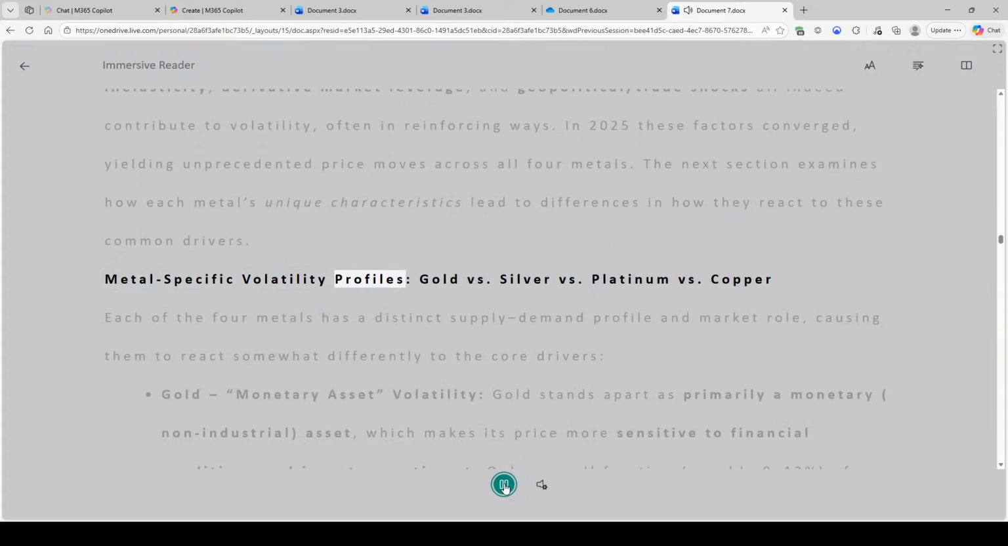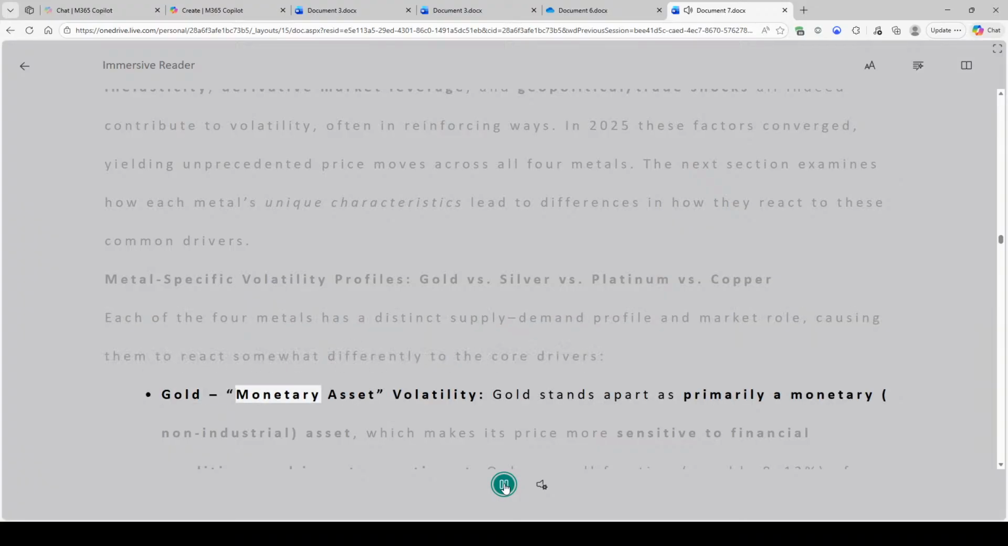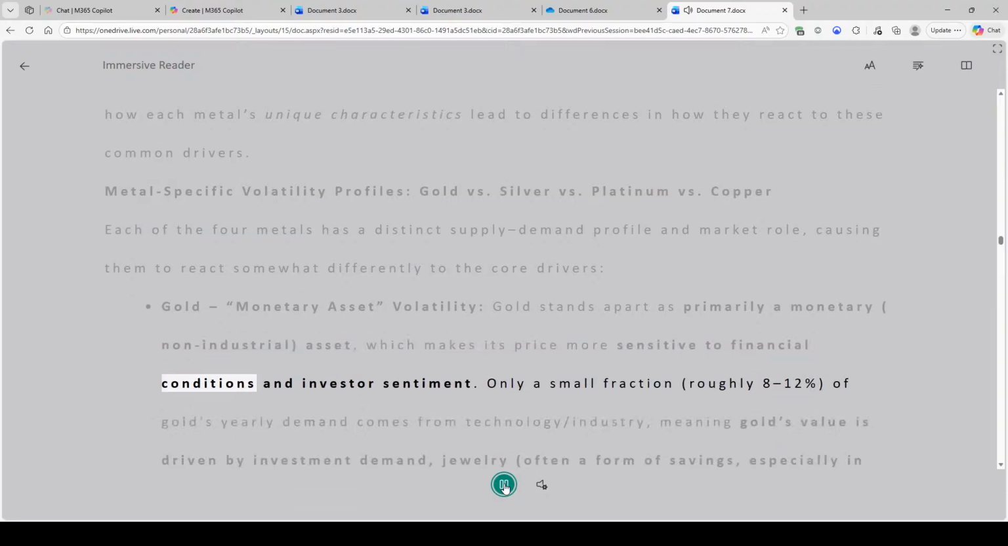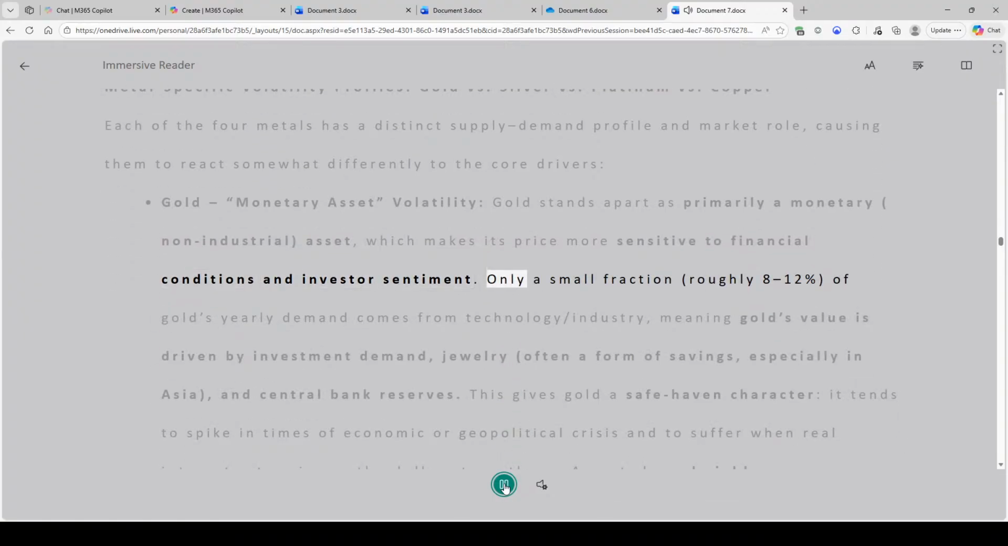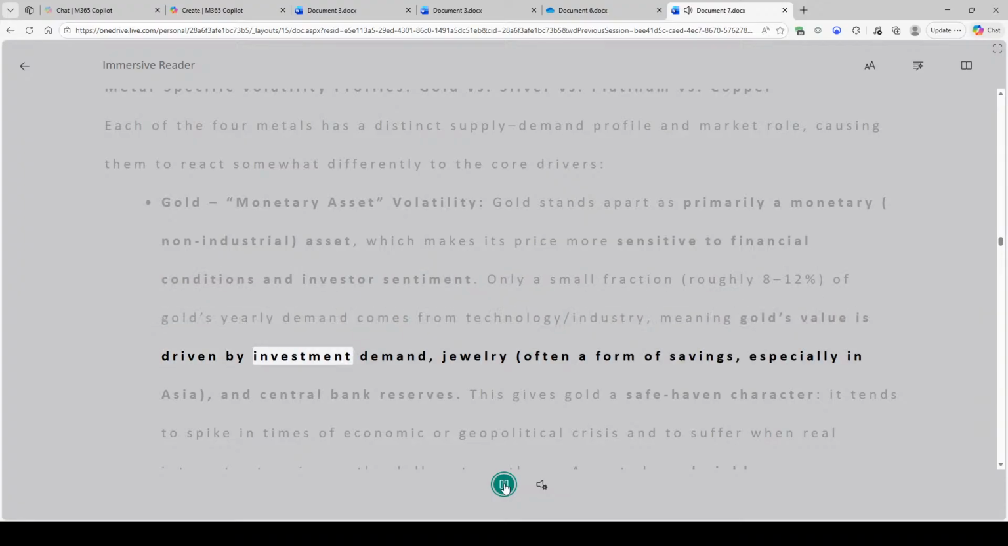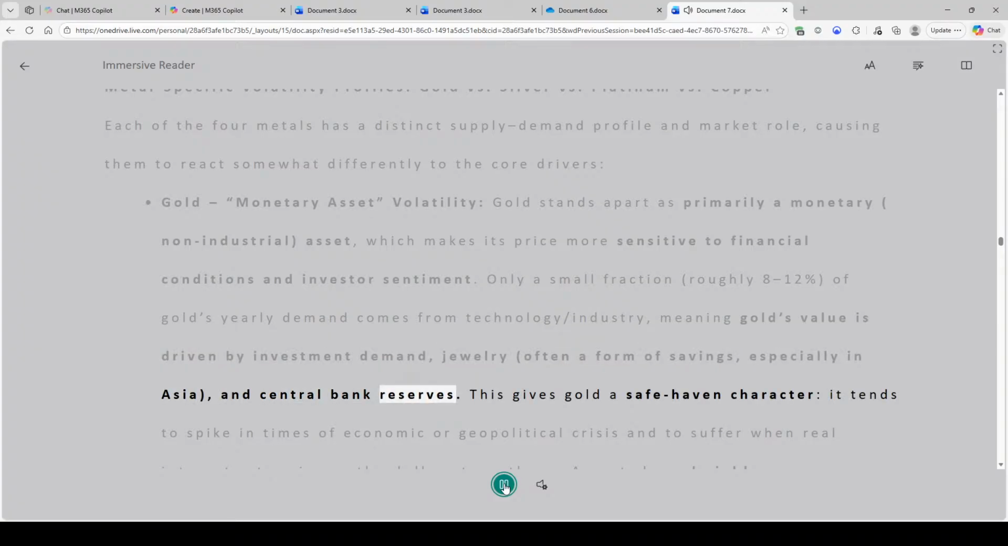Metal-specific volatility profiles: gold versus silver versus platinum versus copper. Each of the 4 metals has a distinct supply-demand profile and market role, causing them to react somewhat differently to the core drivers. Gold, monetary asset volatility. Gold stands apart as primarily a monetary, non-industrial, asset, which makes its price more sensitive to financial conditions and investor sentiment. Only a small fraction, roughly 8 to 12%, of gold's yearly demand comes from technology/industry, meaning gold's value is driven by investment demand, jewelry, often a form of savings, especially in Asia, and central bank reserves.